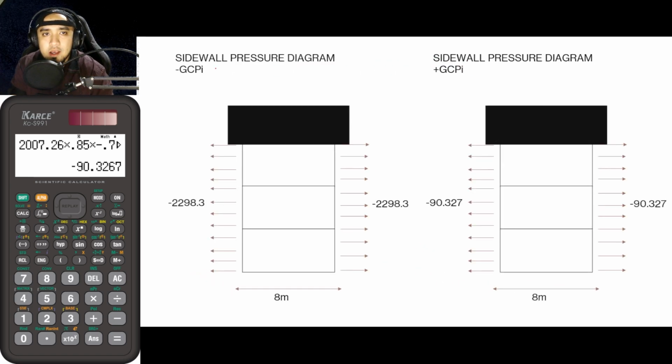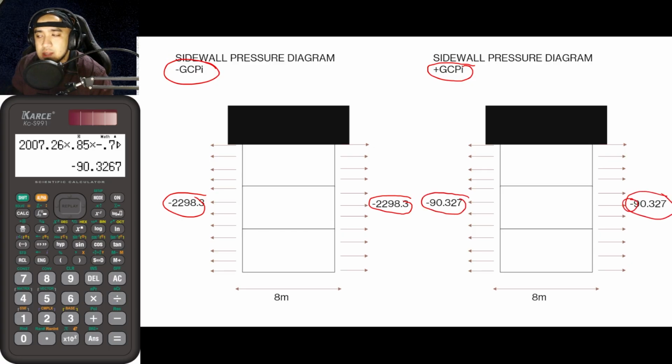So this here is for negative GCpi. So as you can see, negative value meaning that it is directed away from the building. And for a positive GCpi, the value there is still negative 90.327. Negative value indicates that it is directed away from the building. Okay? So again, they are all the same.